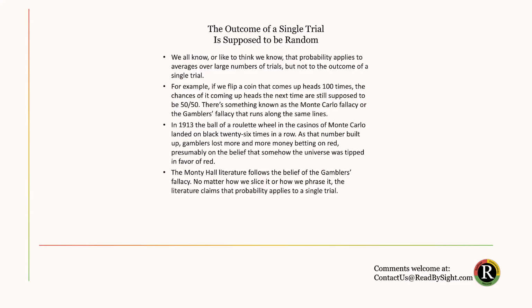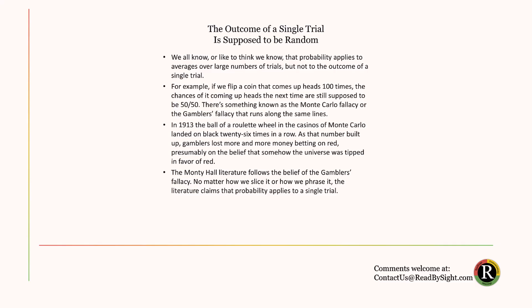There's something known as the Monte Carlo fallacy or the gambler's fallacy that runs along the same lines. In 1913, the ball of the roulette wheel in the casinos of Monte Carlo landed on black 26 times in a row. As that number built up, gamblers lost more and more money betting on red, presumably on the belief that somehow the universe was tipped in favor of red.